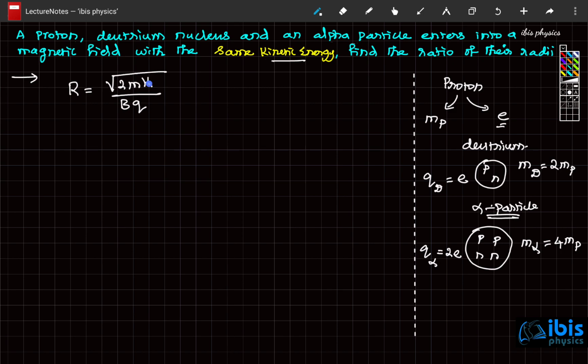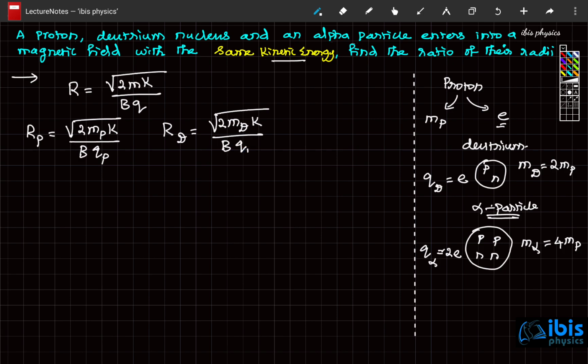Here all the charged particles have the same kinetic energy. Let's go with the same procedure. Radius of the proton, as discussed in the previous problem: mass of the proton is m_p, and the charge is e. Deuterium nucleus: charge is the same as the proton but mass is 2 times that of the proton. Alpha particle: charge is twice that of the proton and mass is 4 times. So the radius of the proton is root over 2 times mass of the proton times kinetic energy of the proton, by B times charge of the proton. Radius of the deuteron is root over 2 times mass of the deuteron times kinetic energy of the deuteron, by B times charge of the deuteron.